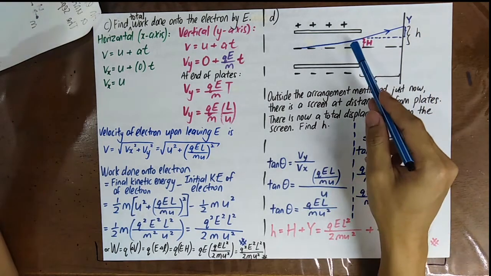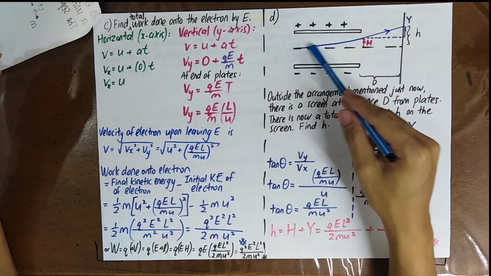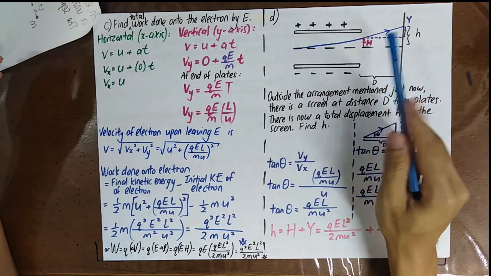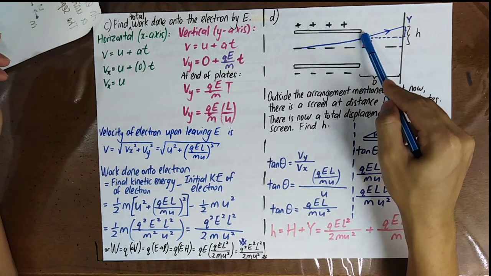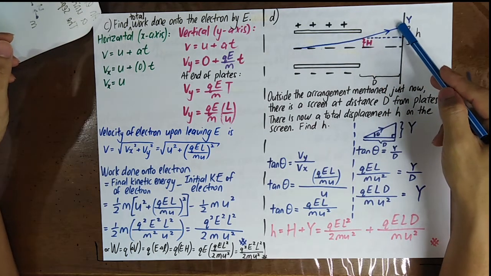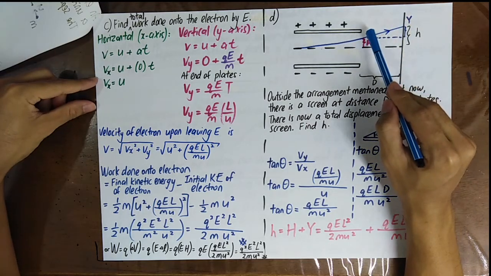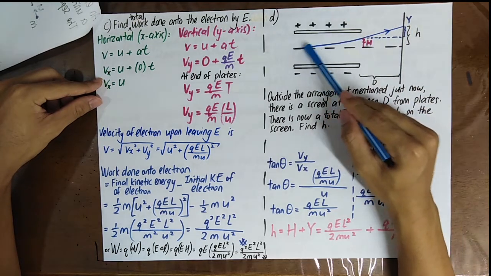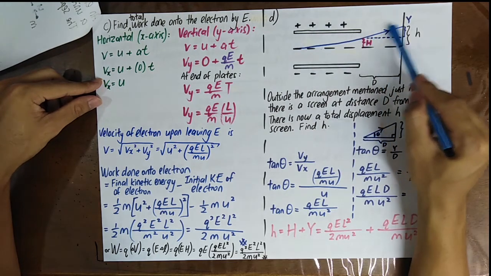Okay, you know that inside the electric field, there is a force acting on the electron in the vertical motion. But after the electron leaves the uniform electric field, the electron now does not feel any force, and therefore the electron will move in a straight line from here all the way to here. Okay, this is a straight line. This is a parabolic path. Parabolic path, straight line.